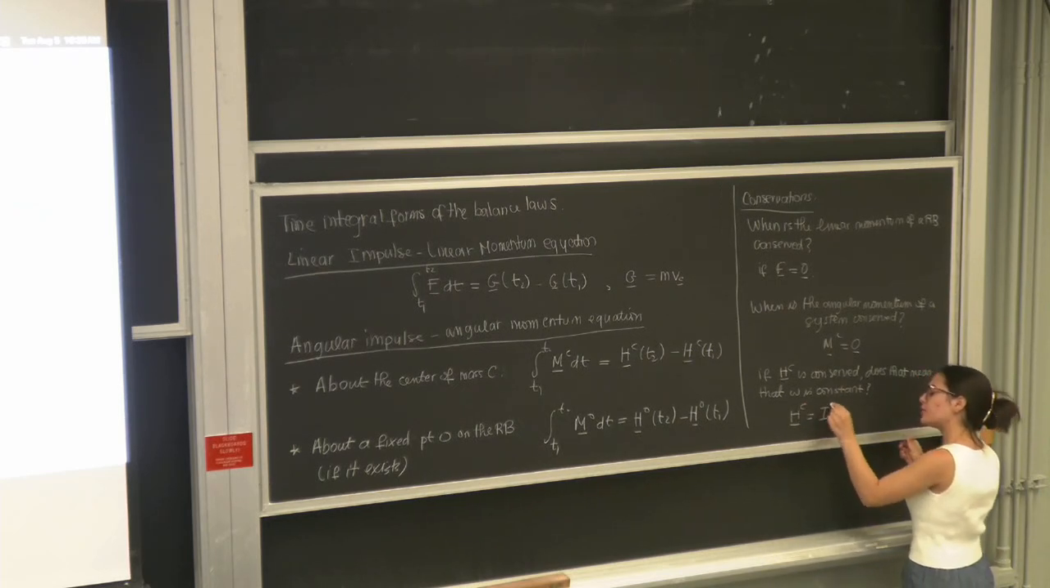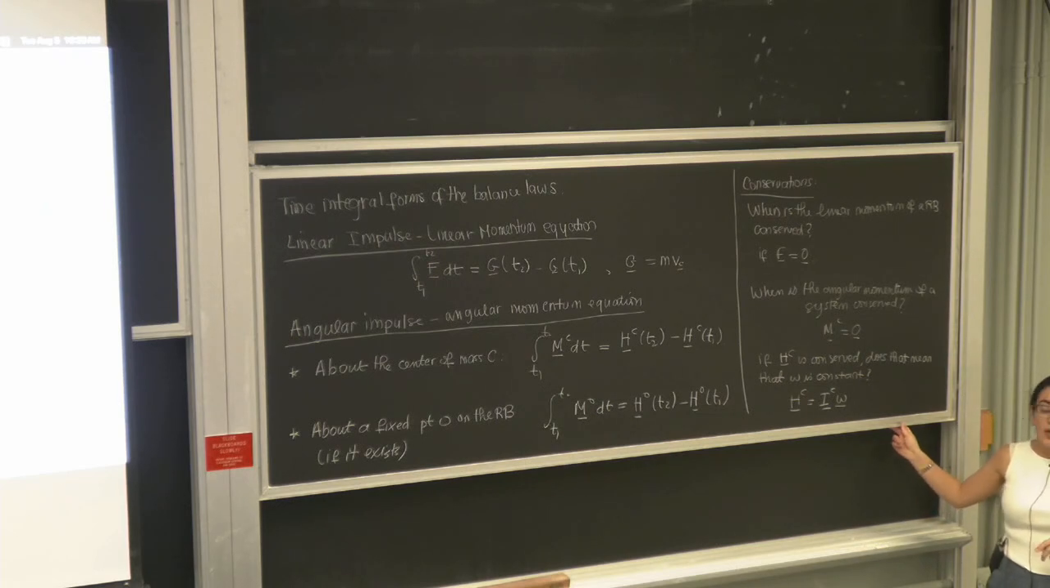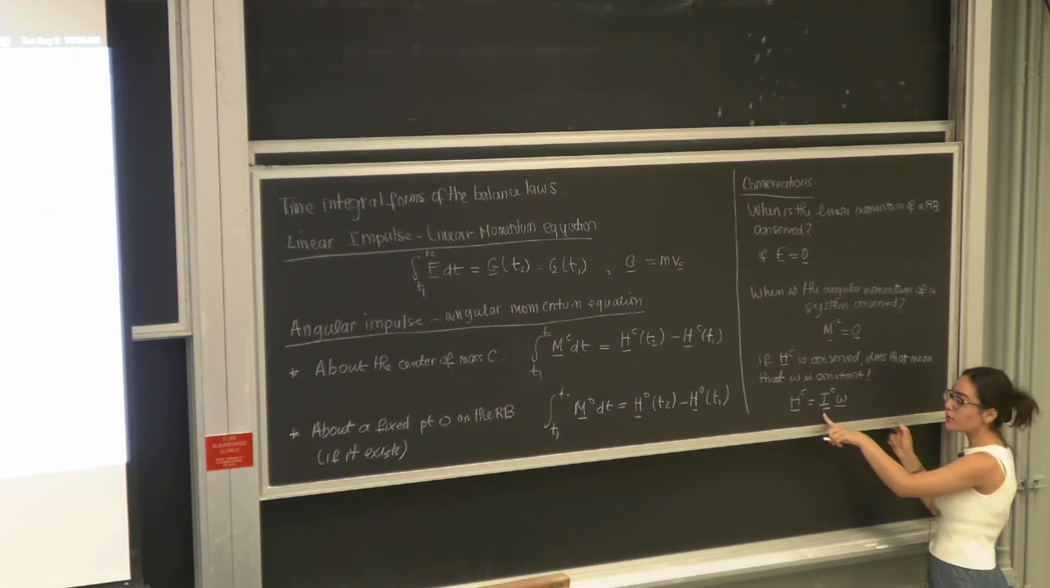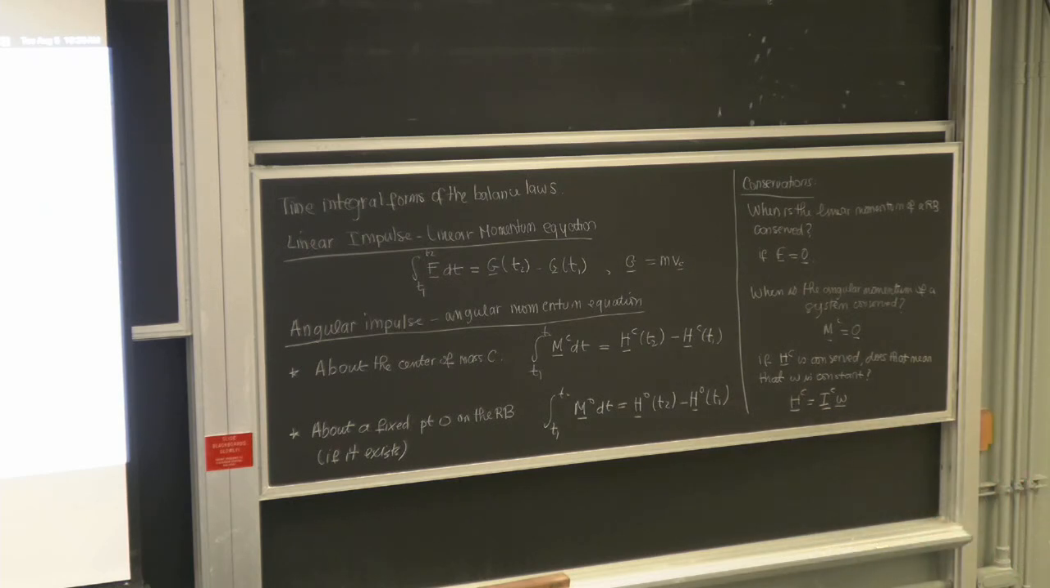is the inertia tensor times the angular velocity. So if the inertia I_C is conserved and this is conserved, if both of these are constants, then omega is going to be constant. Like the example your friend gave of a rigid body in space.